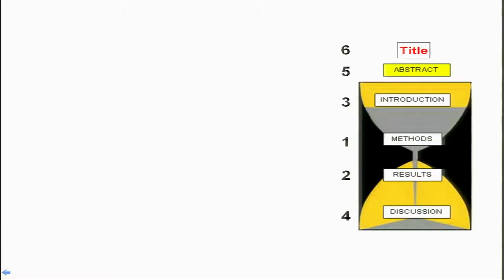When you write, often you start with methods, you do not start with the title. As I emphasized, the title is something you arrive at at the end of writing the rest of the manuscript. Before that, you write the abstract, again after writing the rest of the contents of your manuscript. You write the abstract because it is an executive summary of everything that you have done.